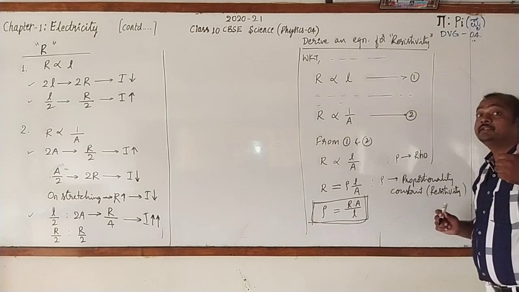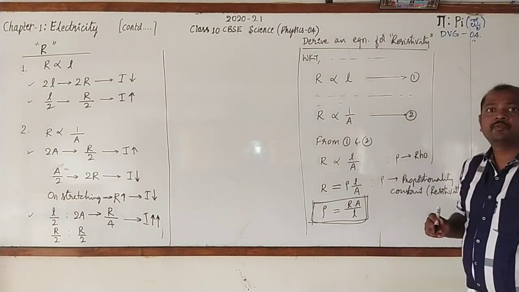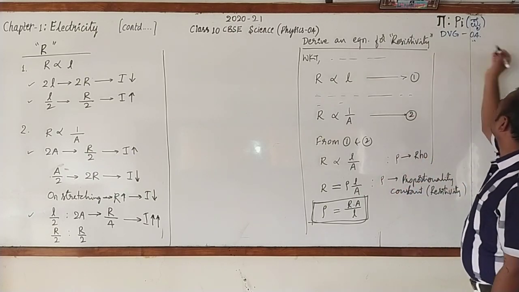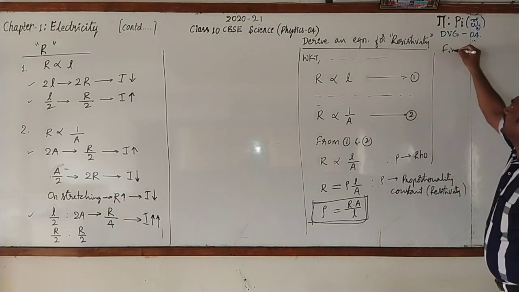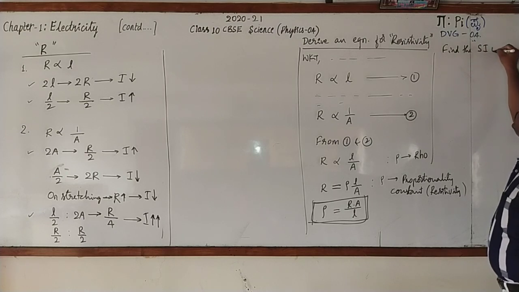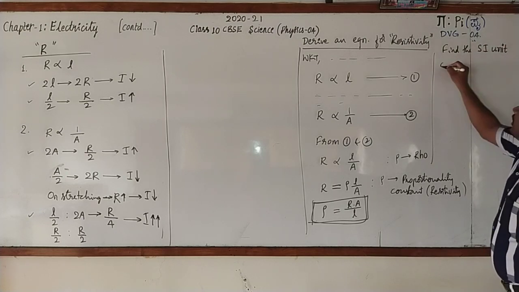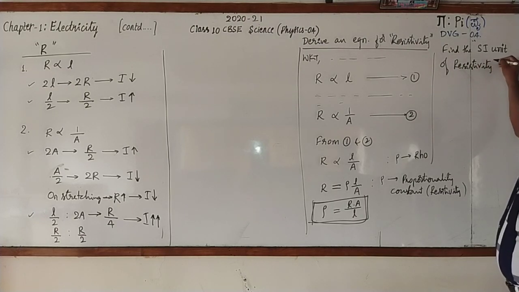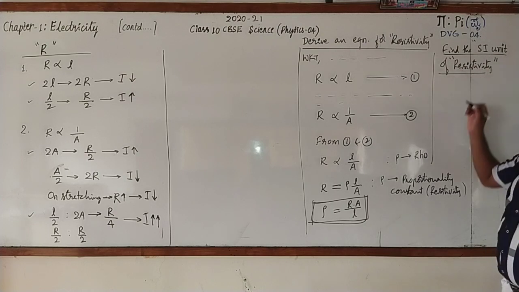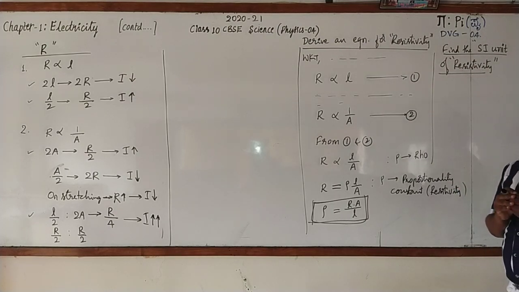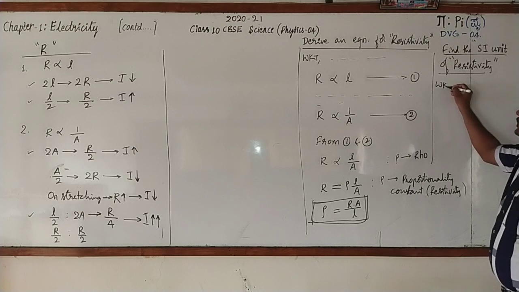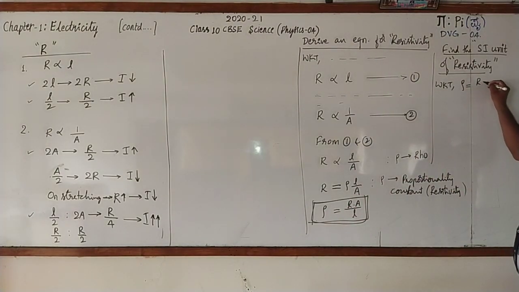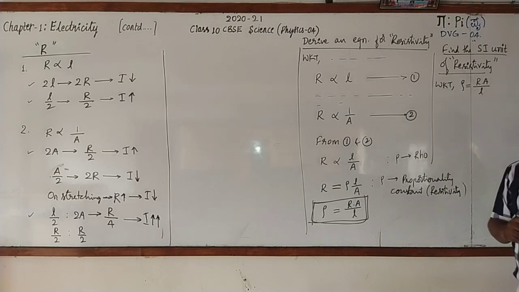Next, another question was asked in the examination regarding this only. What it is? The question was, find the SI unit of resistivity. Here I write, question, find the SI unit of resistivity. This is also very important one. There is a chance of asking in the examination as well. Now let us come to know how this is. We all know that the formula used to find out resistivity. It is rho is equal to R into A by L.